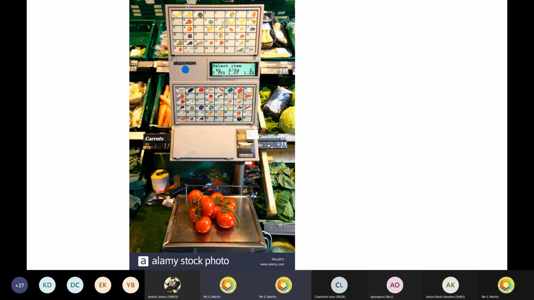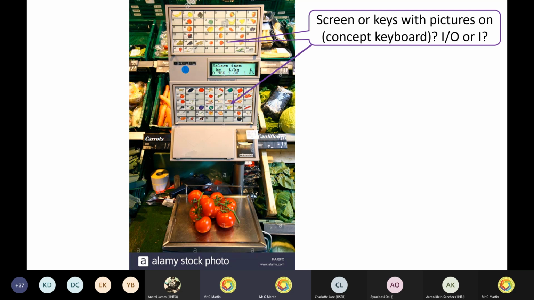So when we look at that, this is where you have screen or keys with pictures on it. So it could be a screen showing pictures. It's more likely to be a keypad with pictures on it, which is called a concept keyboard. Now, is that input, output, or input? Just input. If it's a keyboard or a keypad, then they are just input.